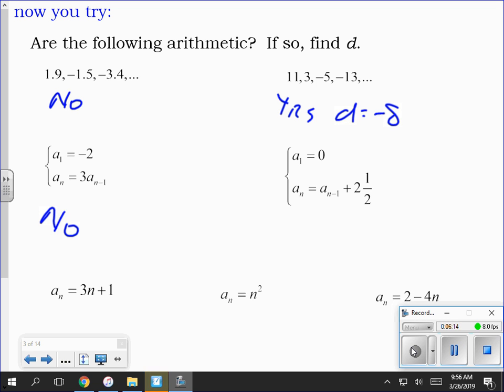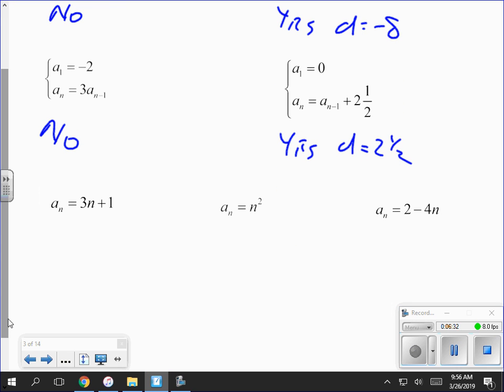This one's actually geometric. How do I find the next term? I do it by multiplying by the same number each time. Times 3, times 3, times 3. So this one's a no. This one's a yes, because to move to the next one, I add the same number each time. So this one is a yes, and my D is 2.5. This one is a linear style of equation. This one is a yes, and my D is 3. This one is no.